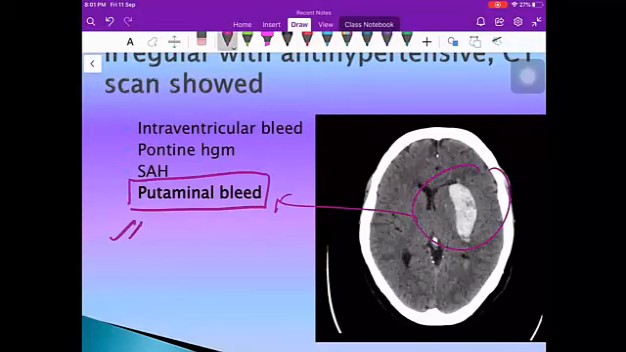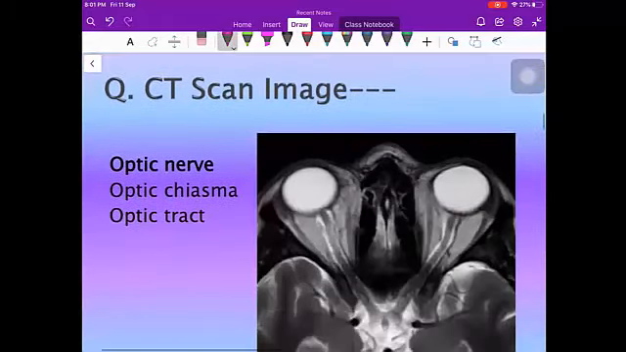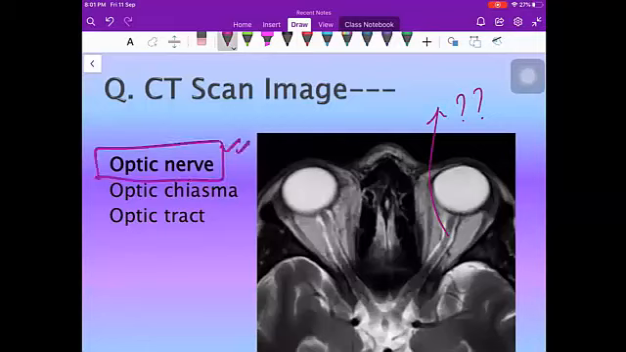So details, please refer to the subject specialist. Next, a CT scan image was given, and they have asked about this marked structure. Okay, so the answer was optic nerve.